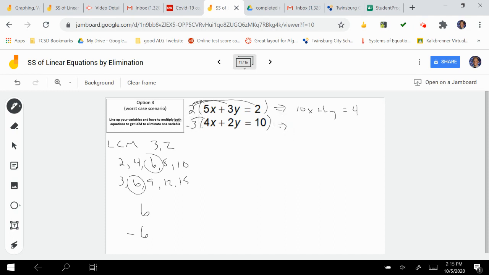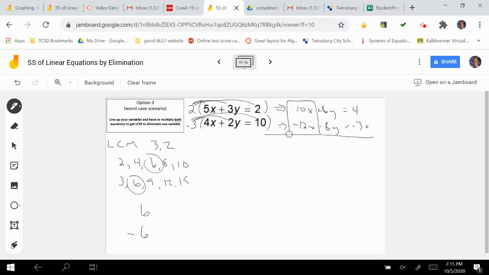-3 times 4 is -12x. -3 times 2 is -6y. And then -3 times 10 is -30. And now hopefully we're going to eliminate my chicken scratch of y's here.